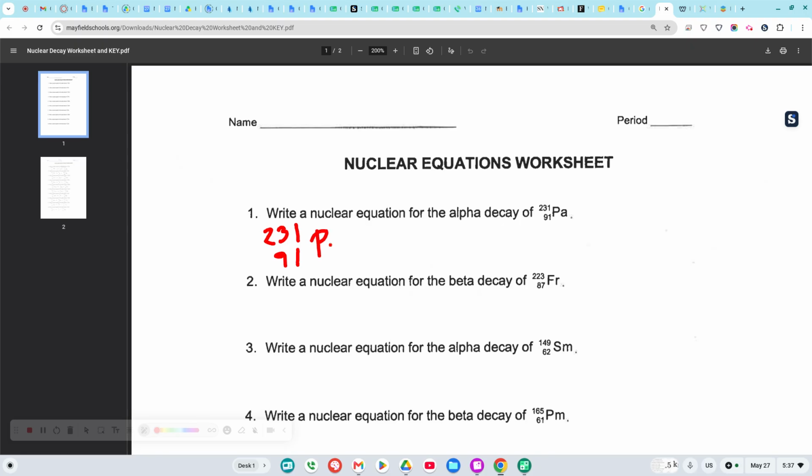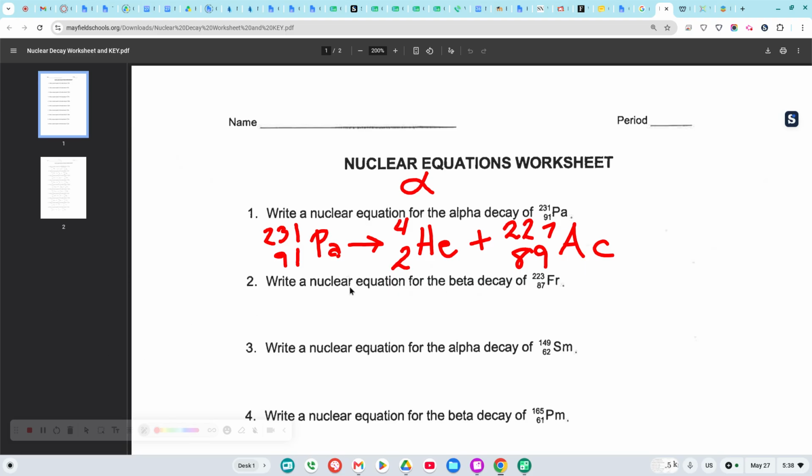91, palladium, decays into my alpha particle, which has a mass of 4, charge of 2. And I could do the helium or I could do the alpha symbol. Either one is acceptable. Plus 231 minus 4 is 227. 91 minus 2 is 89. And that element is actinium. So when it alpha decays, it decays into actinium-227.